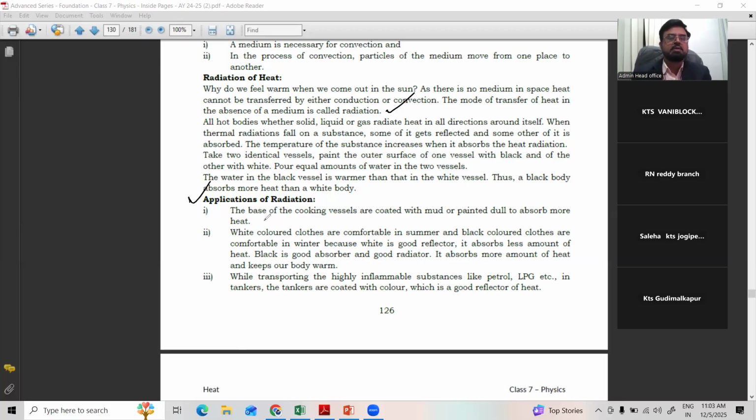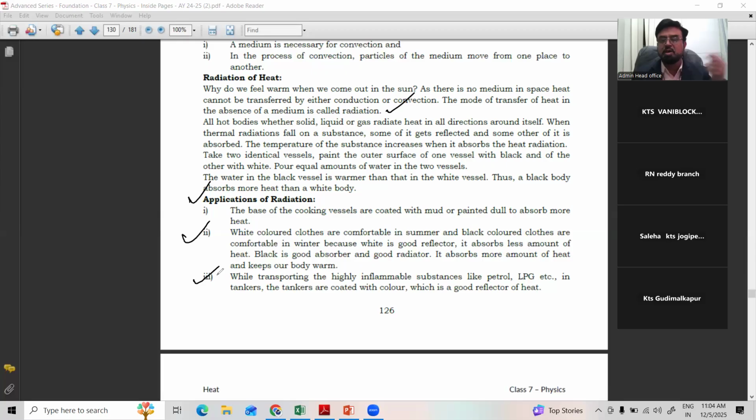When you see applications, the base of cooking vessels are coated with mud or painted dull to absorb more heat. White colored clothes are comfortable in summer and black colored clothes are comfortable in winter because white is a good reflector and absorbs less heat. Black is a good absorber and a good radiator also. It absorbs more heat and keeps you warm during the winter. So this application is also useful in our regular life.